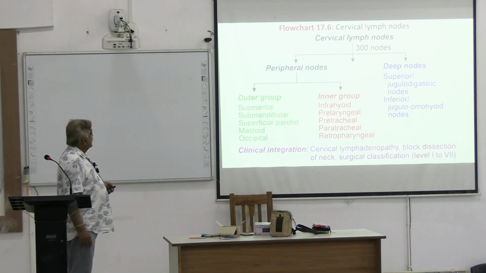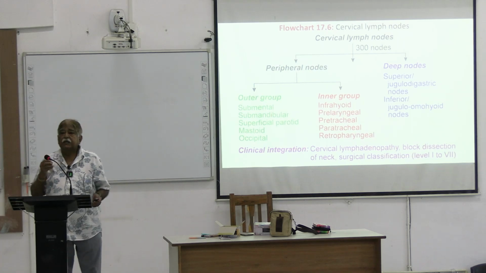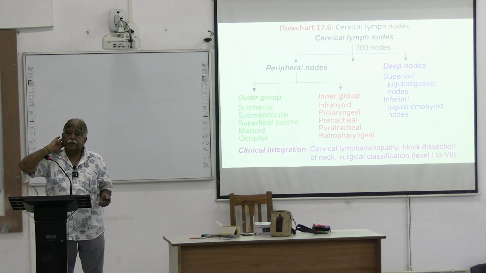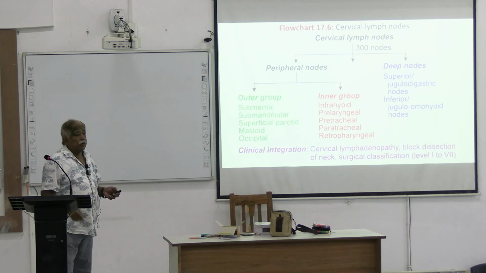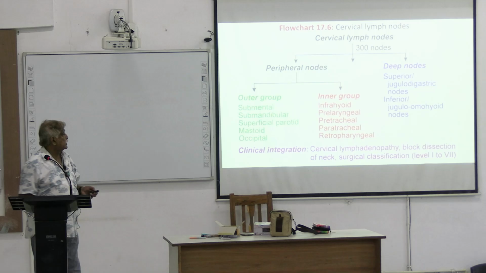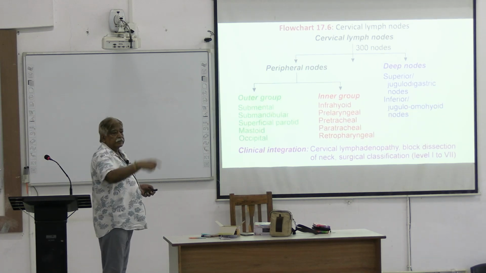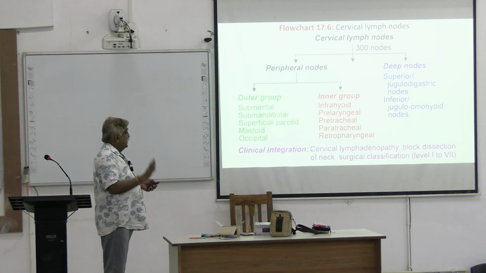Peripheral nodes, outer group: submental, submandibular, superficial parotid, mastoid, occipital. So, if there is a swelling in these regions, then you have to look into where it is. And if it is tuberculosis or some other condition, you do an FNAC, fine needle aspiration cytology. Okay. Now, inner group: infrahyoid, pre-laryngeal, pre-tracheal, paratracheal, retropharyngeal. That picture, that circle, has been posted in this.